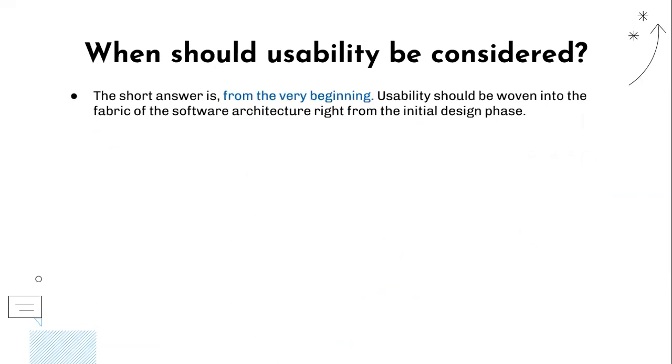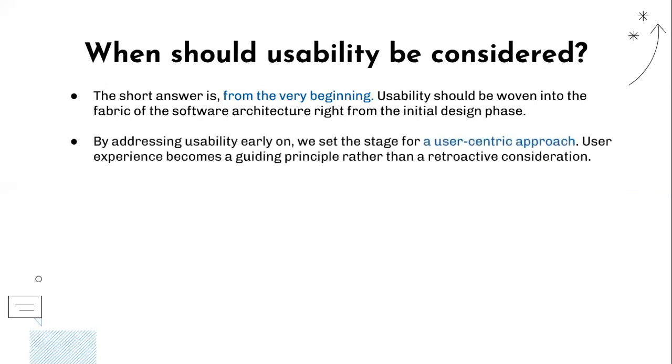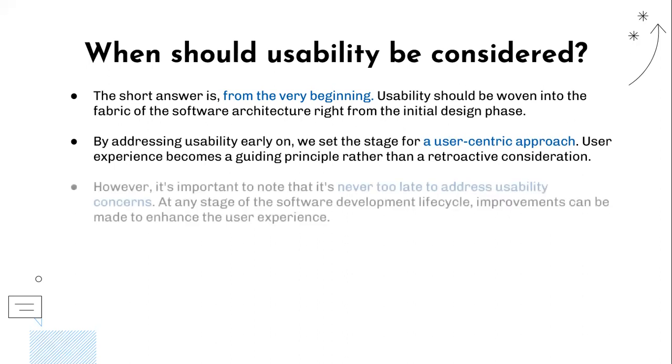When to consider usability? The short answer is from the very beginning. Usability should be woven into the fabric of the software architecture right from the initial design phase. By addressing usability early on, we set the stage for a user-centric approach. User experience becomes a guiding principle rather than a retroactive consideration.